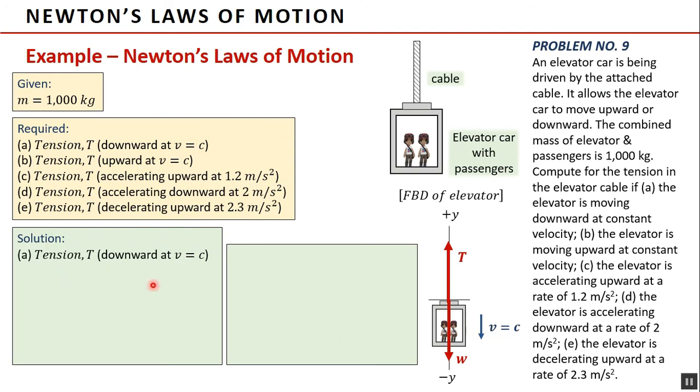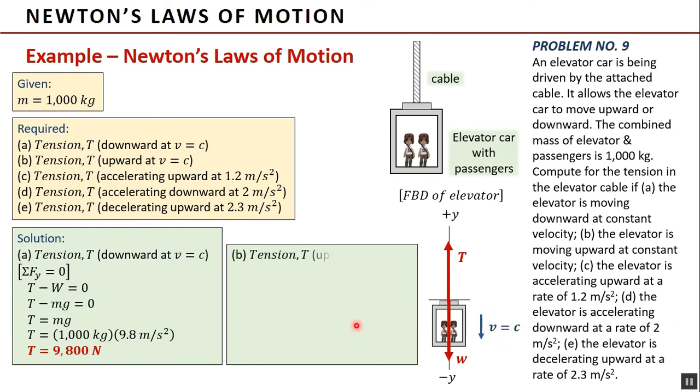To solve for tension, we are going to analyze forces along y. We use Newton's first law, since the elevator moves at constant velocity. Therefore, the summation of Fy equals 0. The forces on the y-axis are the tension T minus the weight W equals 0. But W is also mg. Then we transpose mg to the other side of the equation. So tension T is equal to mg. Tension is 1000 times 9.8. So the tension in the cable is 9,800 newtons when the elevator is moving downward at constant speed or velocity.